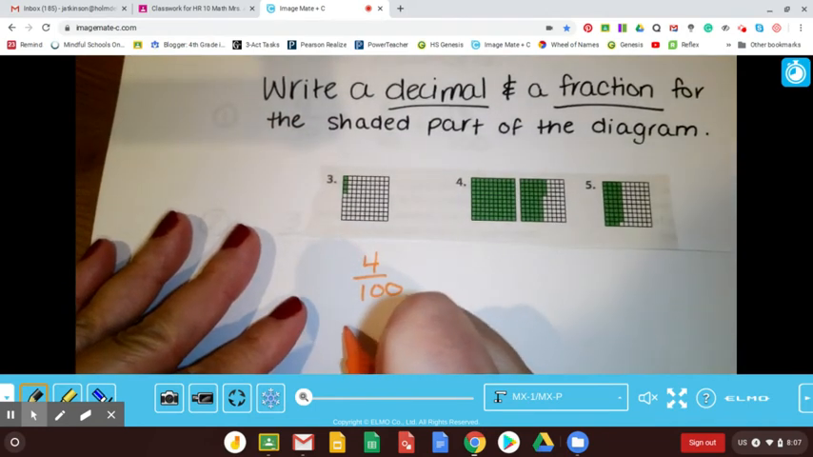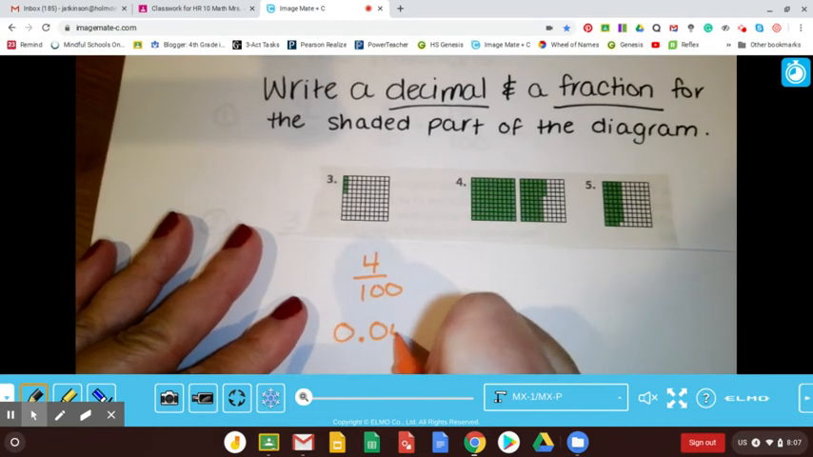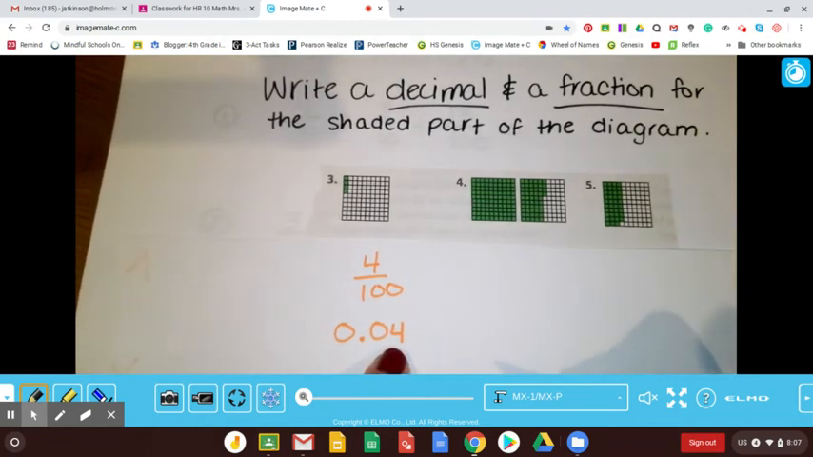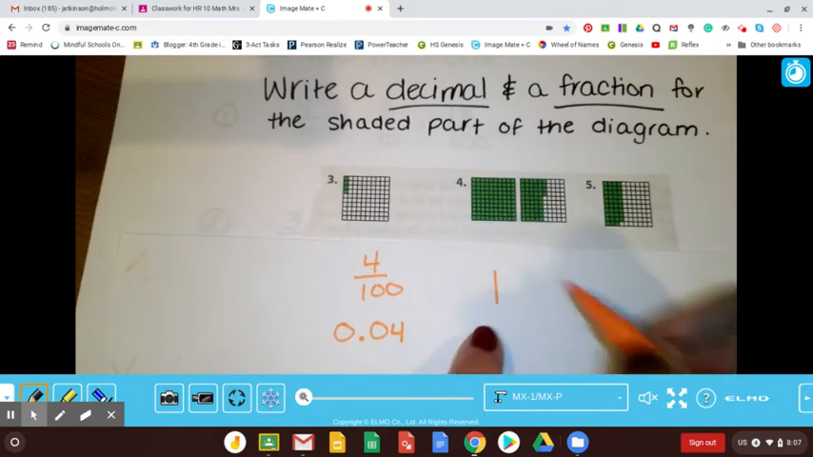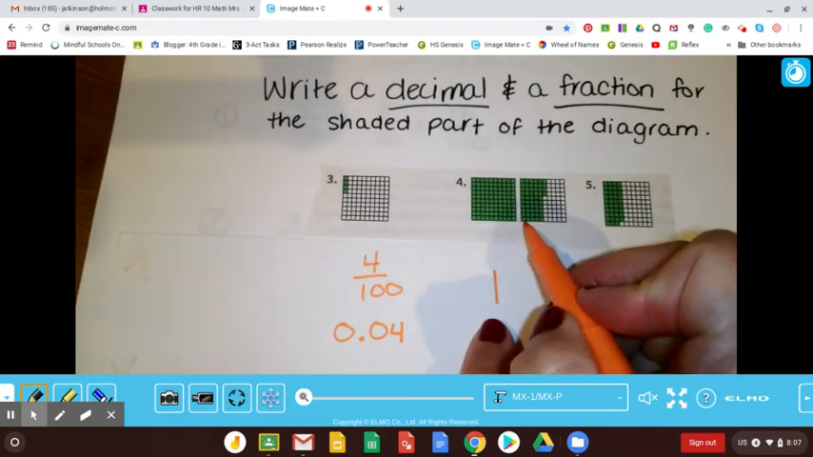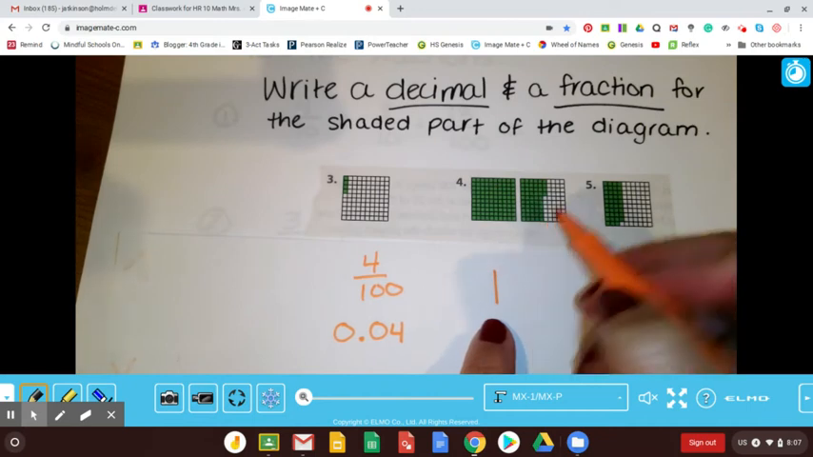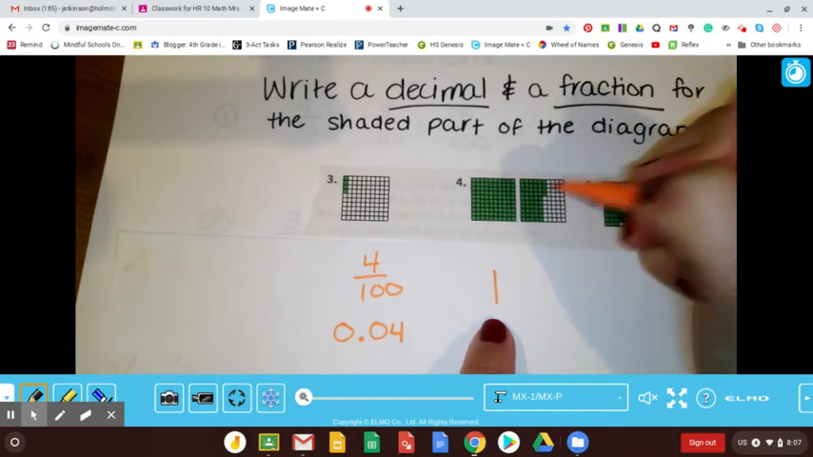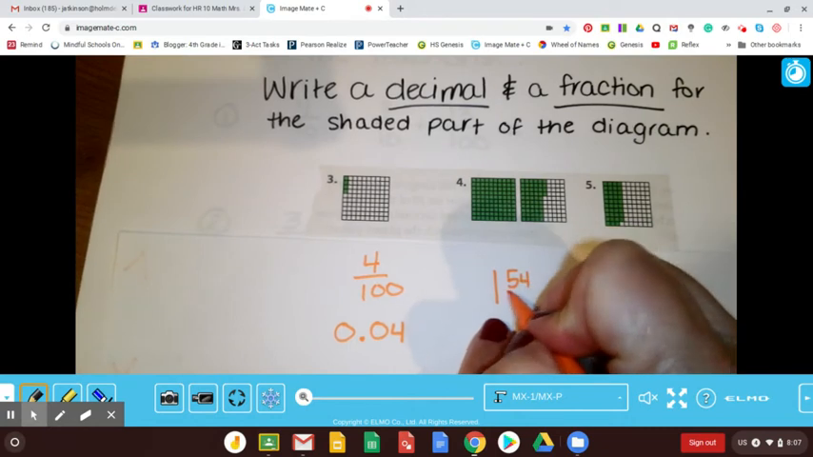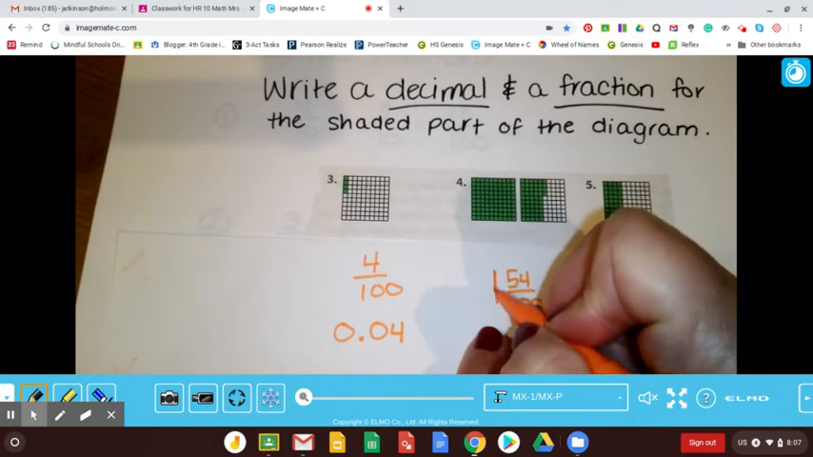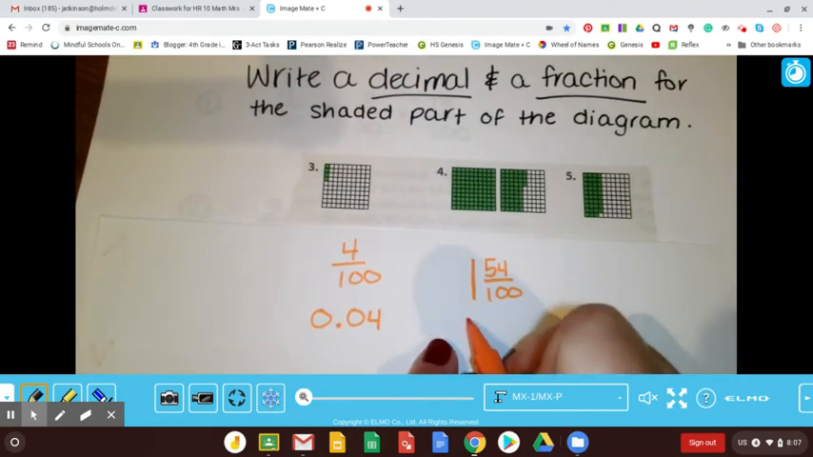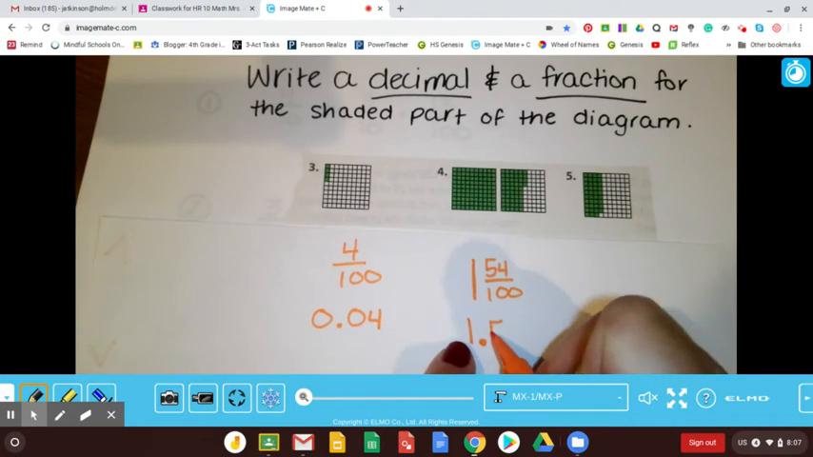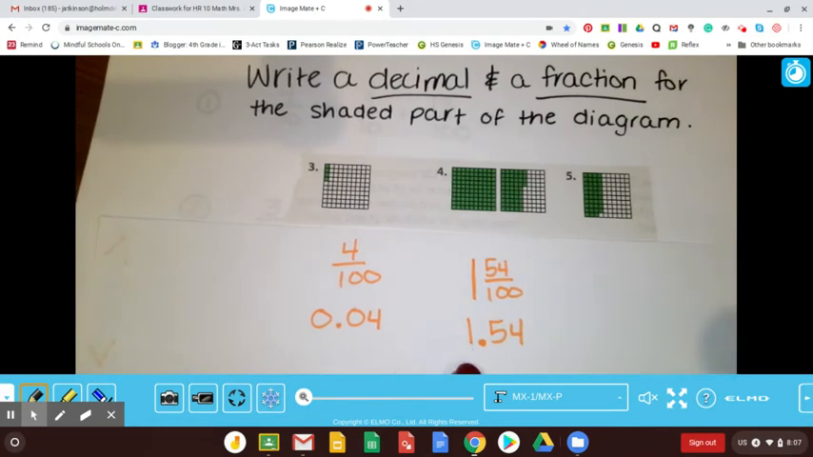And if we were writing that as a decimal, we would write it like that. The 4 is landing in the hundredth spot, right? That's tenths, that's hundredths. Let's take a look at this guy. So we have one whole that is filled up, and then let's see, 10, 20, 30, 40, 50, 51, 52, 53, 54. So our fraction would be 1 and 54 hundredths. And then if we were writing that as a decimal, we would write 1 and 54 hundredths, just like that.